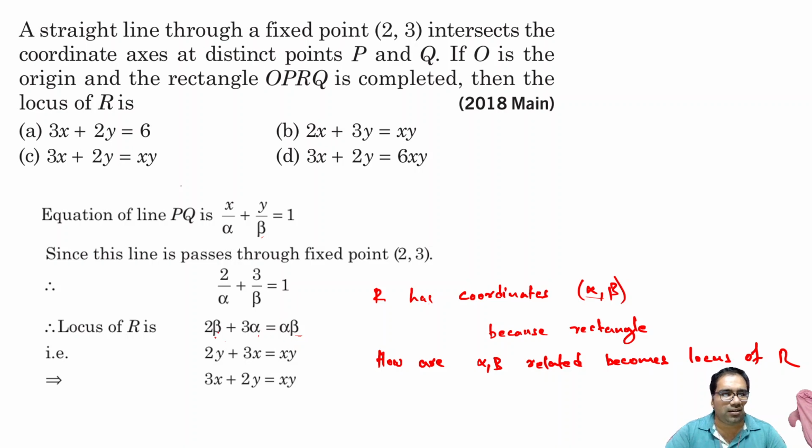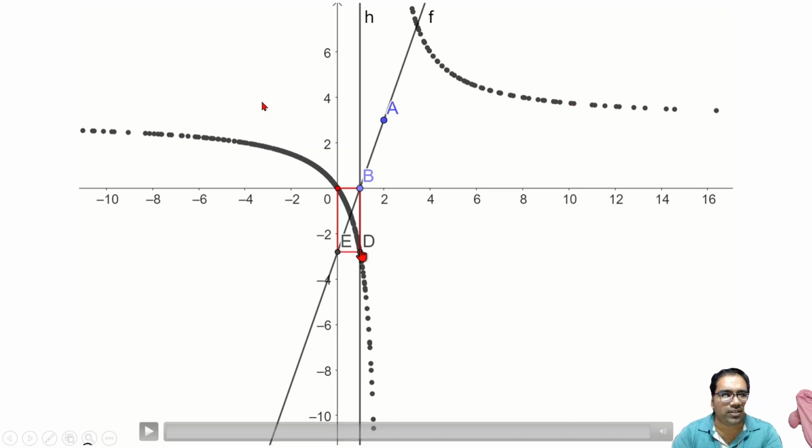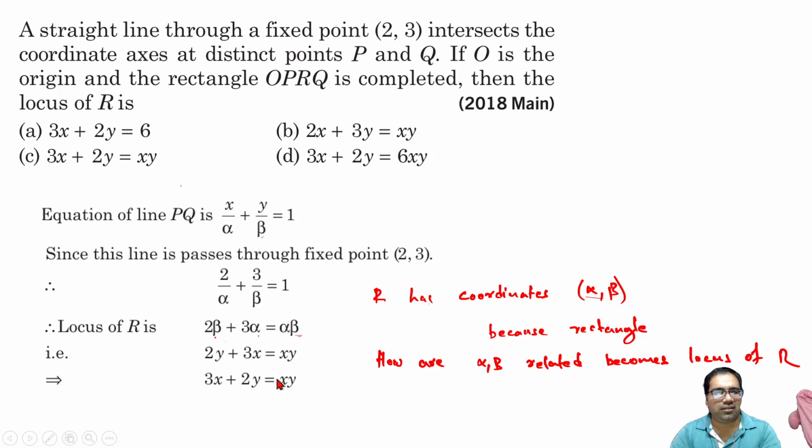If we replace beta and alpha with y and x, obviously beta will be y and alpha would be x. 2y plus 3x equals xy. This is the relation between the coordinates of this fourth vertex R. So obviously the equation is 3x plus 2y equals xy, which is the equation of this curve. It is this curve on which this D is moving. That is the equation: 3x plus 2y equals xy.